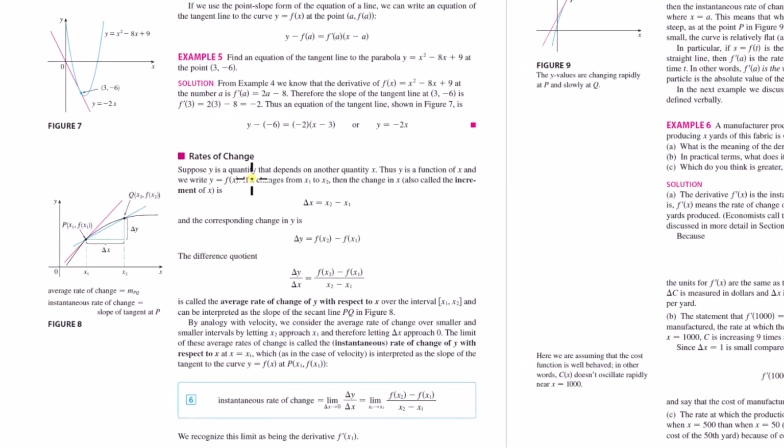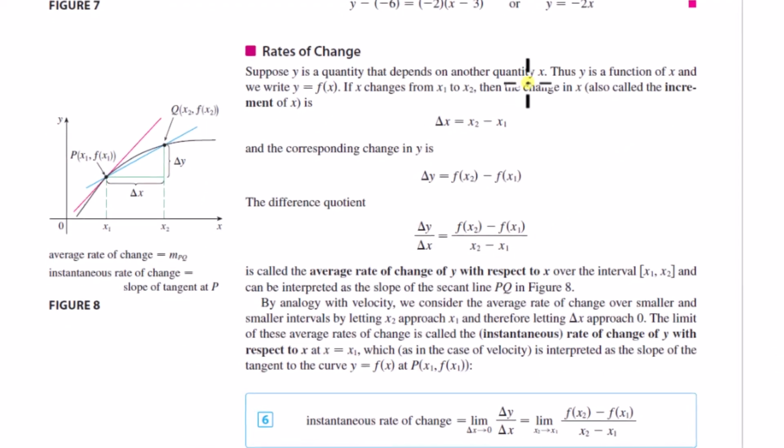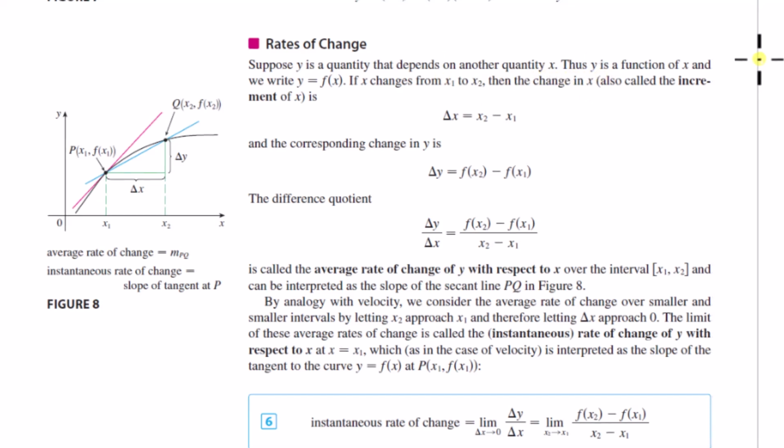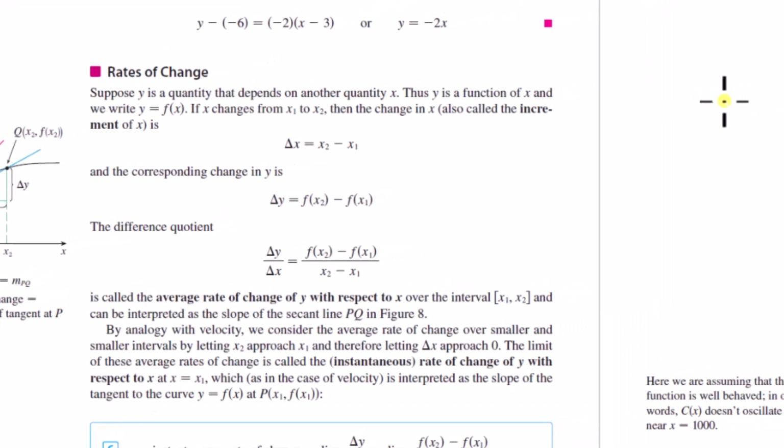Suppose y is a quantity that depends on another quantity x. Thus, y is a function of x, and we write that y is equal to f of x. If you're reading this for the first time, it almost sounds like they're talking about something brand new here, and they're really not. They're just saying, look, we've got some relation between y and x, and it's not just any relation, it's also a function. We've got some function of x.